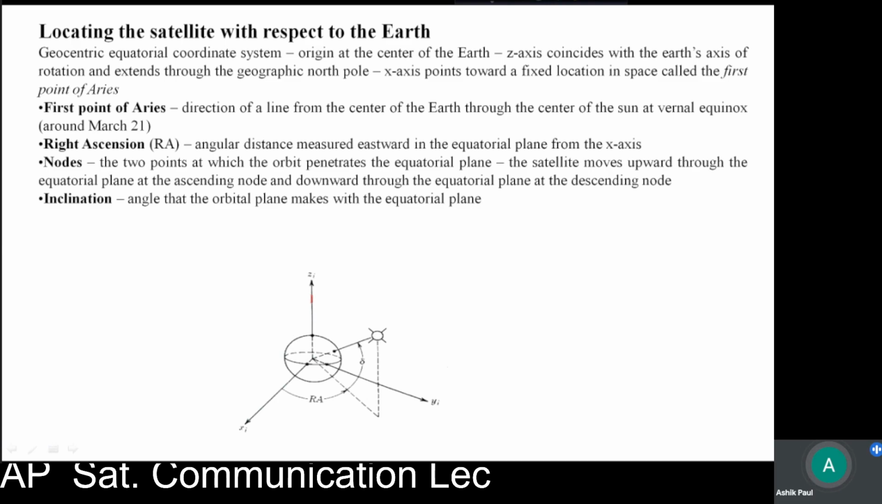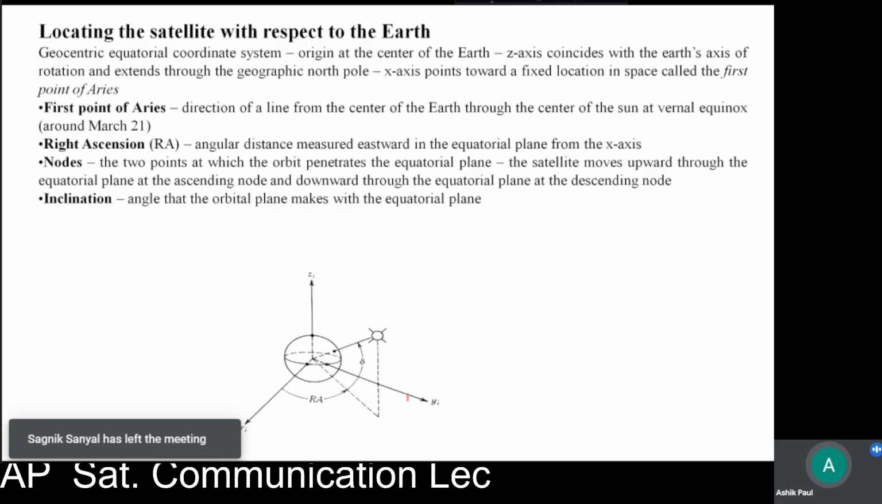So one of the axes of this geocentric equatorial coordinate system is coincident with the Earth's axis of rotation and passes through the geographic North Pole, while another axis points towards the first point of Aries. Once you fix the two axis directions, the third axis, the y-axis in this case, will be simply mutually orthogonal to both of them. With that understanding, the geocentric equatorial coordinate system has been designed.